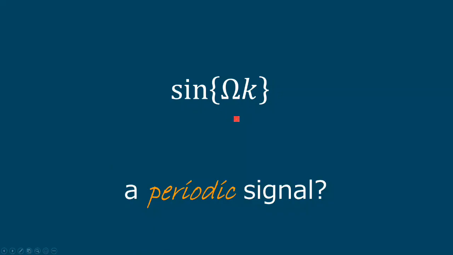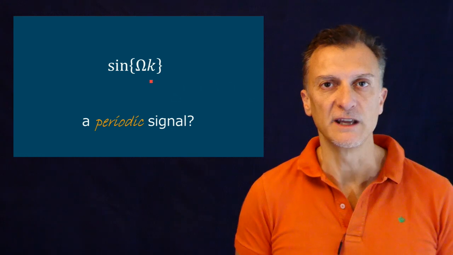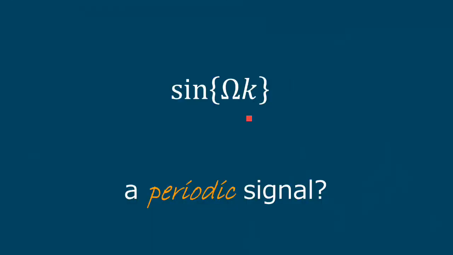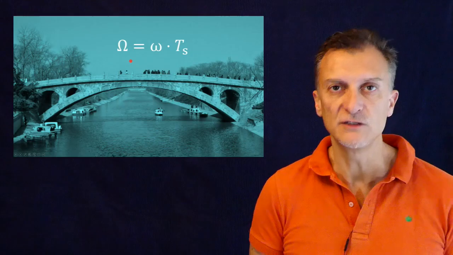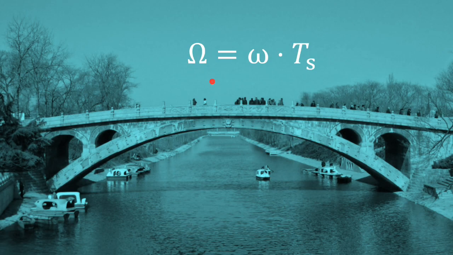At this point, we could ask, is this a periodic signal? But I think this is more a matter for signals theory than control theory. So here we just want to think about the sinusoidal that is underneath the signal. There is a bridge here also between the omega in continuous time and the omega in discrete time. This omega, which is in radians per second, multiplies the sampling period, which is in seconds, and gives the frequency in radians. So this frequency in radians will not have any information about time. It will be completely adimensional from the time perspective.